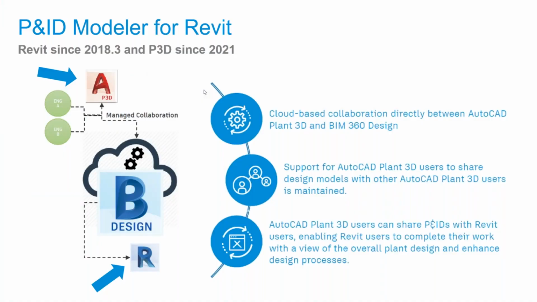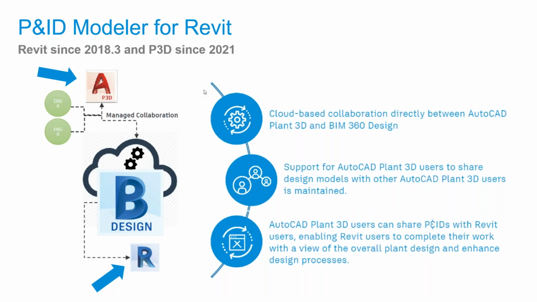Revit and P&ID Modeler. P&ID Modeler exists in Revit since the 18.3 version, and it could access P&ID or Plan 3D collaboration projects on BIM 360 Team. So now, since 2021, Plan 3D collaboration is based on BIM 360 Docs, and Revit 2021 can now access those 2021 Plan 3D projects by the P&ID Modeler.